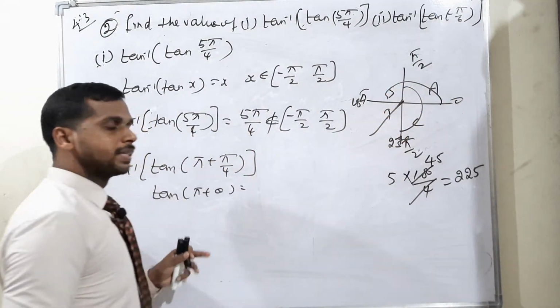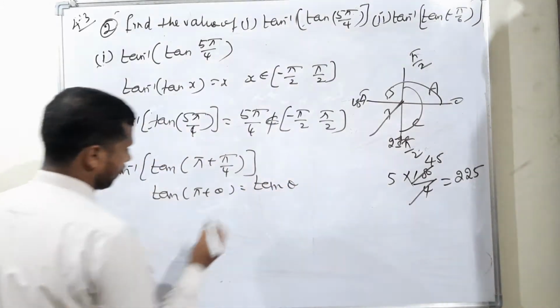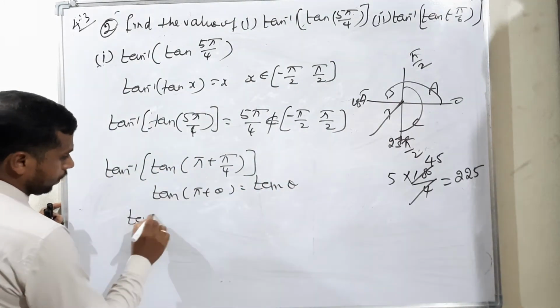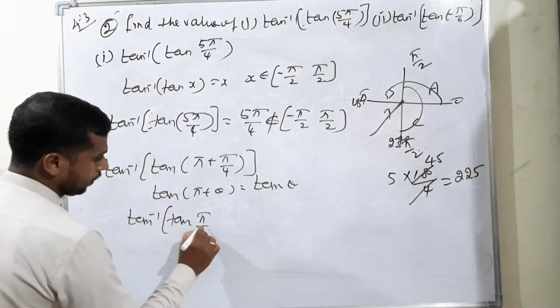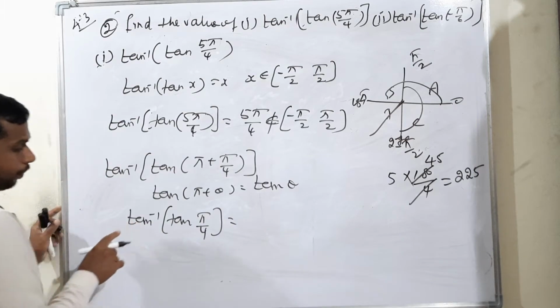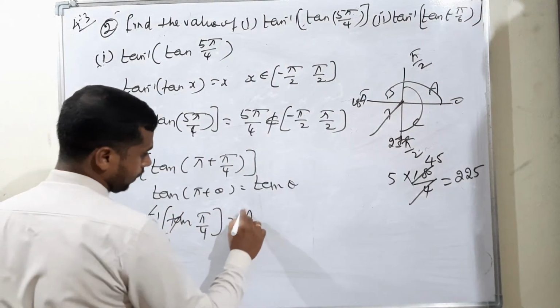So, third quadrant means tan positive. Therefore, tan(pi plus theta) is equal to tan theta. Therefore, tan inverse of tan(pi plus pi by 4) means we can write it as tan(pi by 4). Therefore, according to the property, tan inverse of tan x, the tan inverse and tan cancel, is equal to pi by 4.